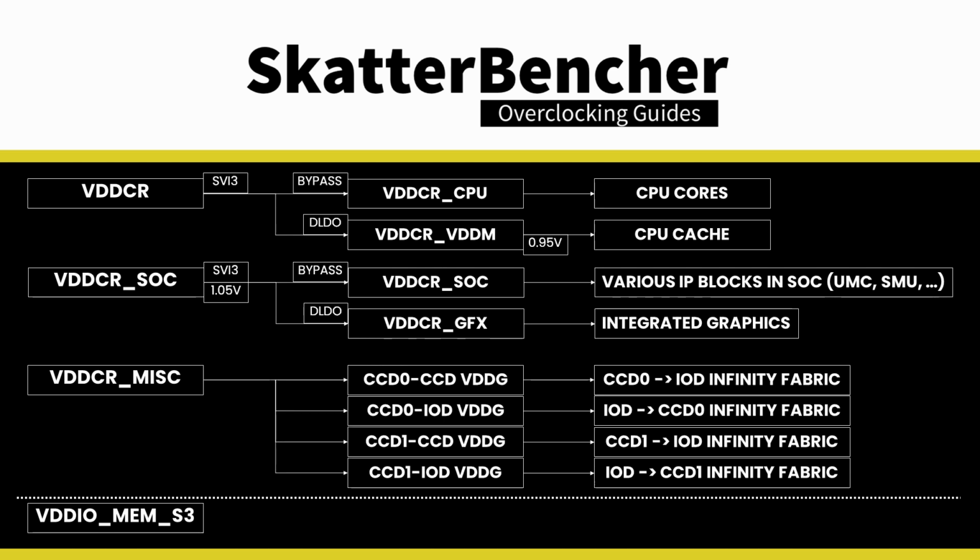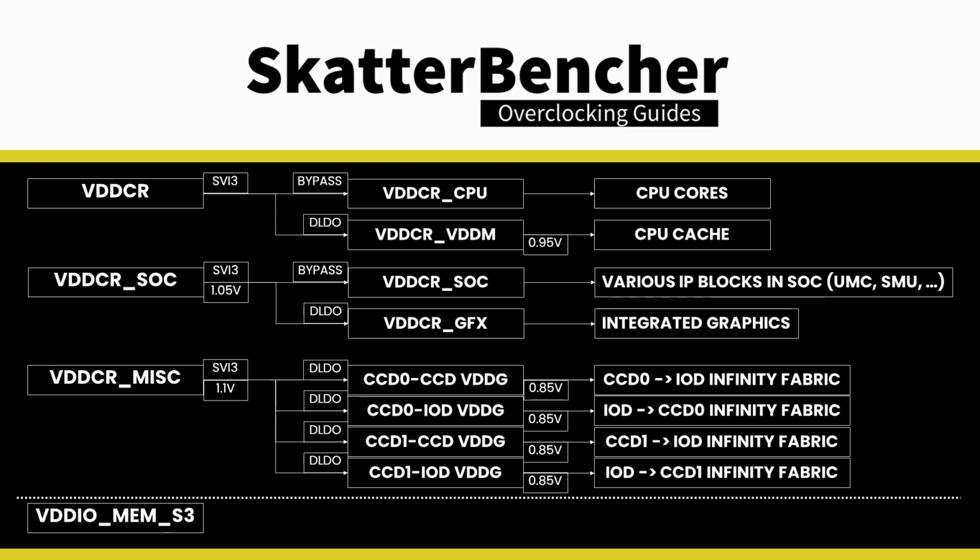The VDDCR miscellaneous voltage rail provides the external power for the internally regulated VDDG voltage rail. VDDG is the voltage supply for the Infinity Fabric data path. There are a total of 4 independently configurable VDDG voltages. Each represents a specific GMI link connection. When overclocking your DDR5 memory, you may need to manually increase the VDDG voltage as it does not automatically adjust when changing the VDDCR miscellaneous voltage.